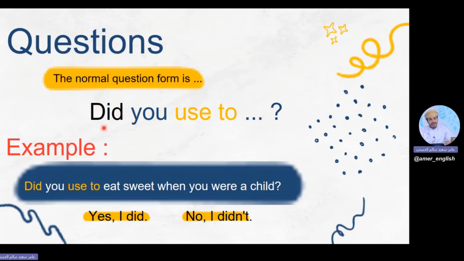So this is when we talk about something in the past. We use the auxiliary verb did, because this is how we describe things in the past. Okay. But the main verb will be in what form? In the infinitive form. So we cannot add ed to it because did is already doing the job. So did you used to eat sweets when you were a child? Yes, I did. Or no, I didn't. Okay, so this is how we form questions using used to with the auxiliary did.